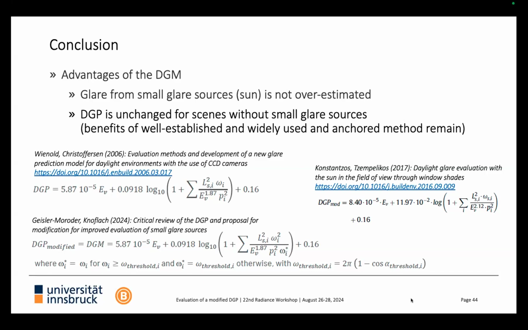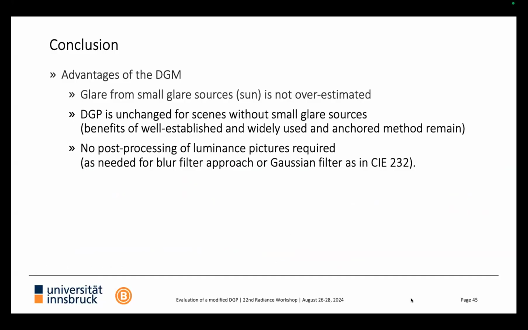As a comparison to what Constantus did in 2017, they also tried to find out about the sun in the field of view through window shades, but they changed the metric altogether. They did a new regression on the whole model, and this would change all the DGP evaluations for existing situations as well. Another benefit might be that you don't need to do post-processing on the luminance image, because it is done through the metric itself, where you average over that glare source.